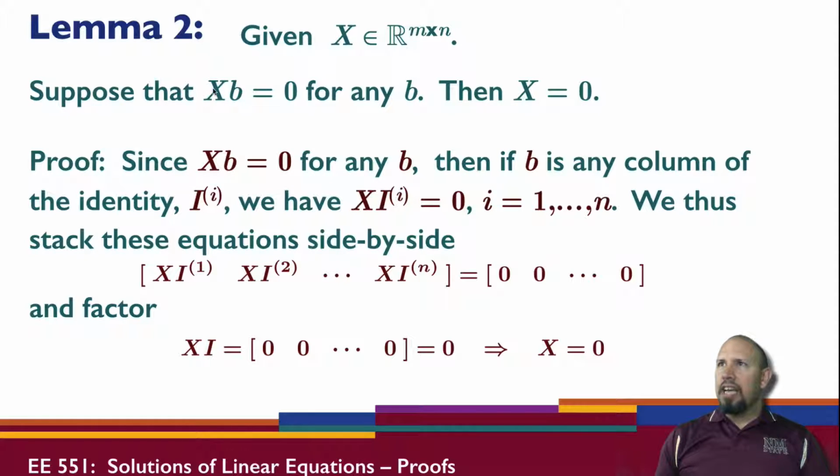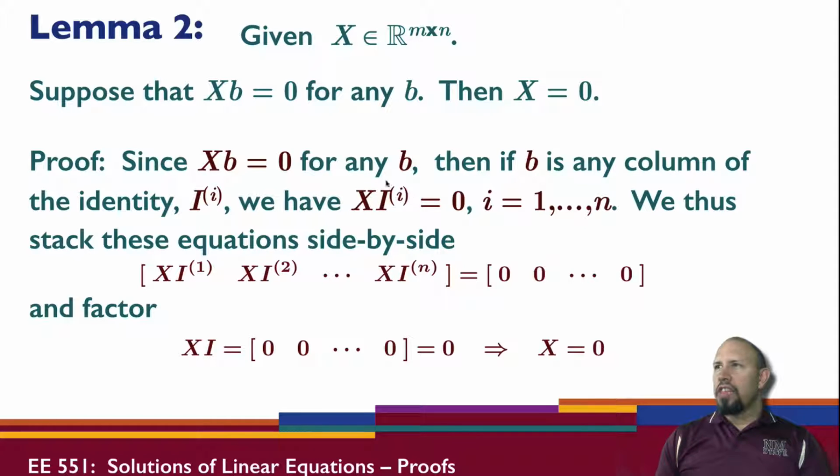That's all that it's saying. But what this part of the theorem says is that Xb is equal to 0 for any b. Okay, so that's a little bit different. Since it holds for any b, that's important. All right, so the proof goes like this. Since Xb is equal to 0 for any b, then let b be any of the columns of the identity matrix. Okay, so this is the ith column of the identity matrix. And so since b is that column, then X times that column is equal to 0, and this is true for any of the columns of the identity matrix.